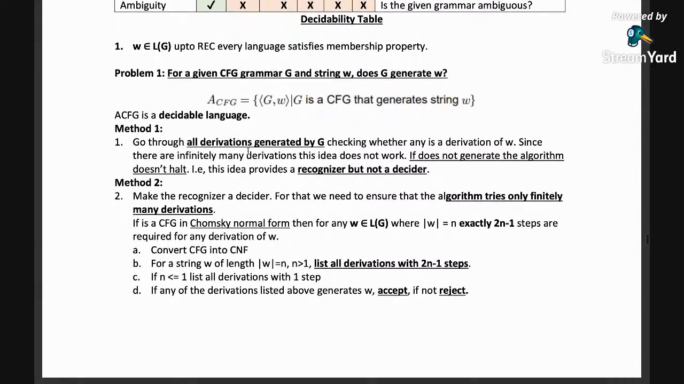Method 1. Go through all derivations generated by G, checking whether any is a derivation of W. Since there are infinitely many derivations, this idea does not work. If G does not generate W, the algorithm doesn't halt. That is, this idea provides a recognizer but not a decider.